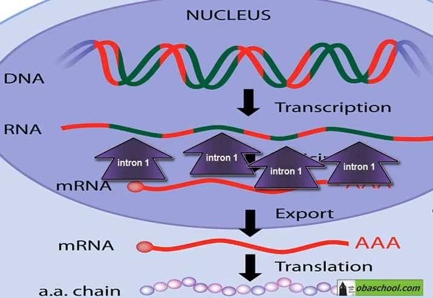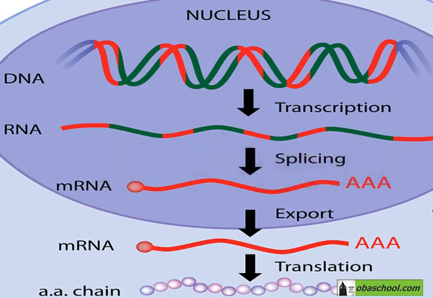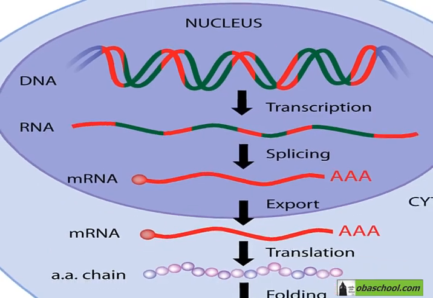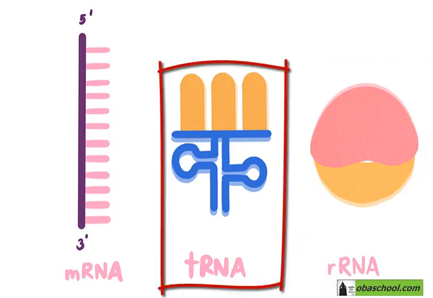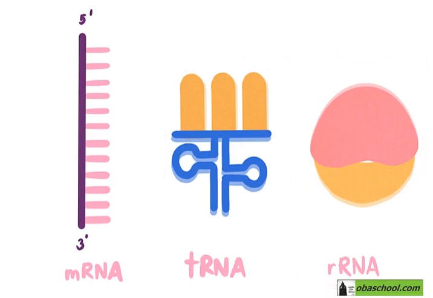And not all genes that code for something code for amino acids and polypeptides. Some code for ribosomal RNA, and some code for transfer RNAs. So this is the genetic code.